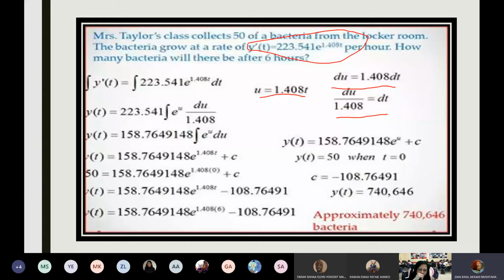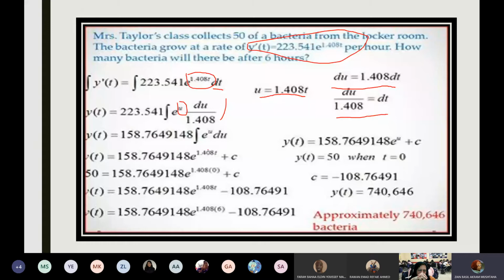And replace 1.408t with u because we identified u as 1.408t. So we replace this one with u, and this dt with du over 1.408, because we identified earlier that dt is du over 1.408. Okay. So after dividing this number by 1.408, we get this.